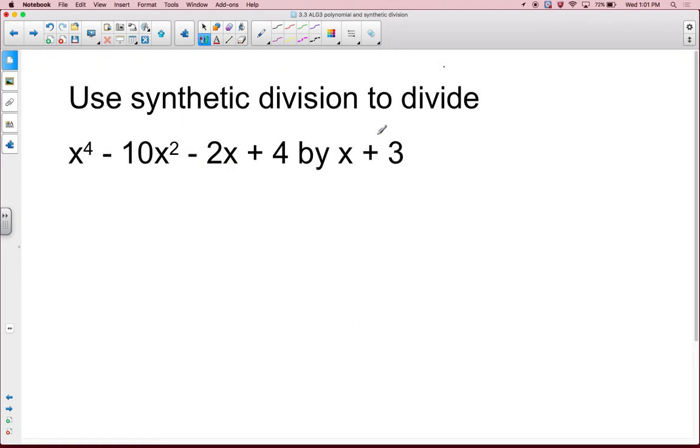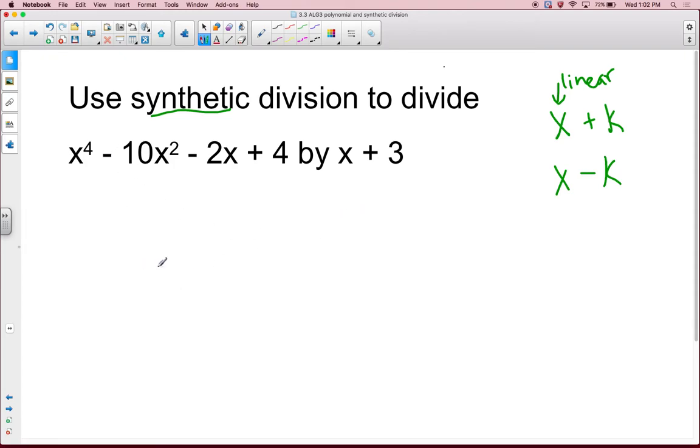Okay, we're going to use synthetic division to divide. The thing with synthetic division is it always has to be x plus a number or x minus a number. This has to be linear. It has to be linear in order for you to divide using synthetic division. So the previous one, we could not have used synthetic division.